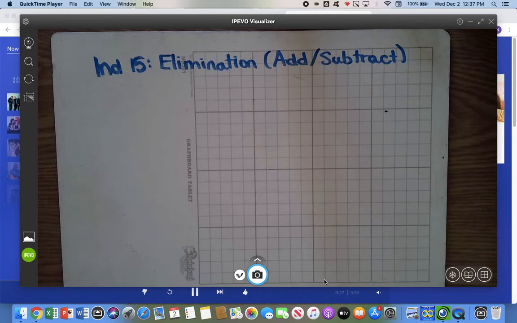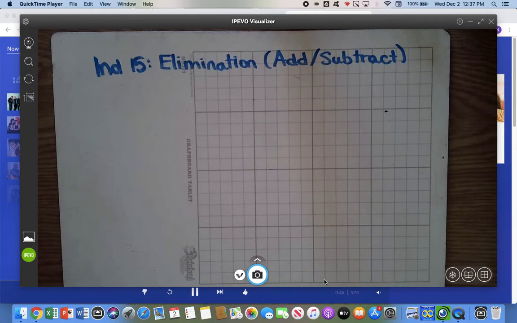And then our last type is elimination. Honestly, elimination is probably the most common because it's a little bit faster. And in real life, most equations are written in standard form, and so it just kind of makes more sense to solve them this way.